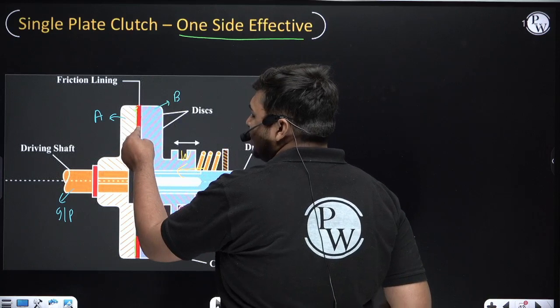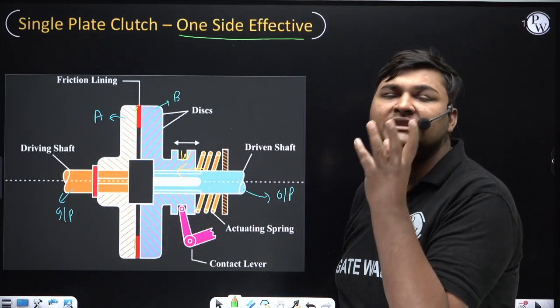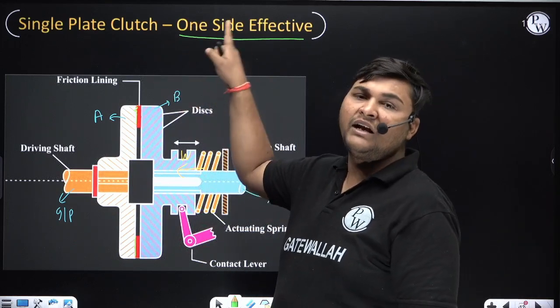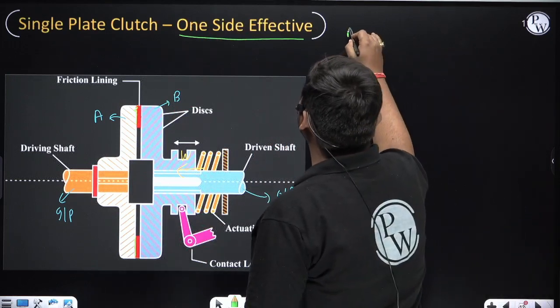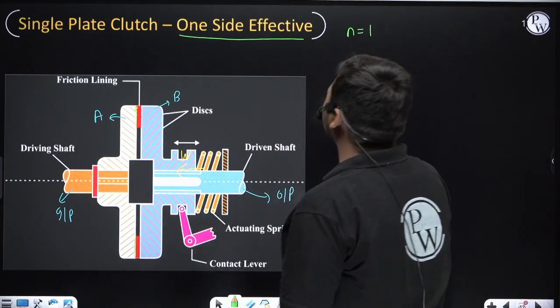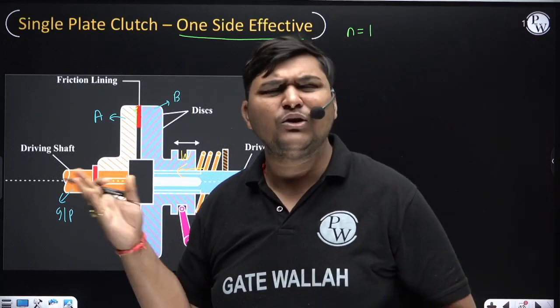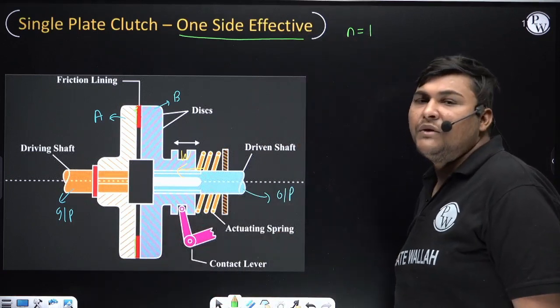This is the contacting surface. If in a single plate clutch one pair of contacting surface is coming into picture, then that clutch is known as single plate clutch with one side effective. In single plate clutch with one side effective, the number of pairs of contacting surface will be one. I will denote the number of pairs of contacting surface as small n. Here the value of small n is one. So it is single plate clutch with one side effective.